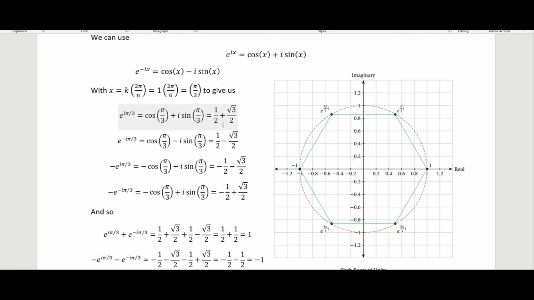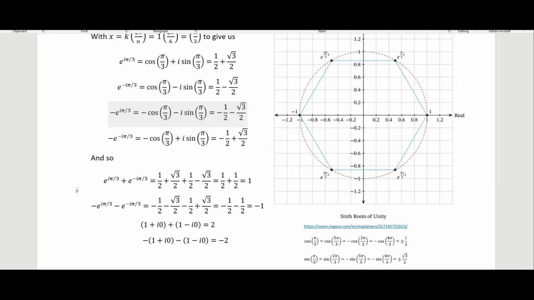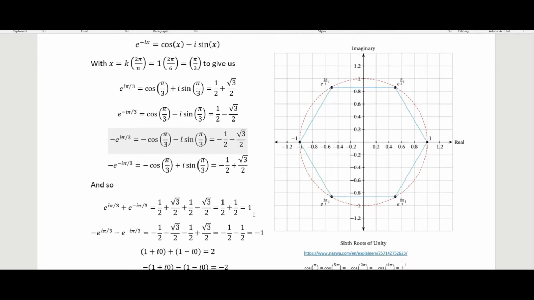And so it gives us the 1 half plus square root of 3 over 2, and the 1 half minus square root of 3 over 2, minus 1 half minus square root of 3 over 2, minus 1 half plus square root of 3 over 2. If we do these additions and subtractions, we can get a 1 from adding e to the i pi over 3 plus e to the negative i pi over 3, and minus 1 we can set equal to minus e to the i pi over 3 minus e to the negative i pi over 3. And then our 2's are obviously just from above.